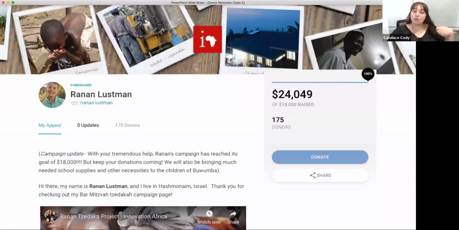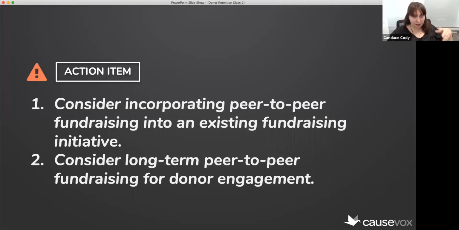So you really don't know the power of engaging your donors until you give them that opportunity to really tell their own story and recruit their own donors for your organization. So I think that's a huge opportunity for you to increase your donor base and donor retention as well. So the action item for you is to consider incorporating peer-to-peer fundraising into an existing fundraising initiative. So look at your plan for the year. What else could you possibly tack on peer-to-peer to? Also consider incorporating long-term peer-to-peer fundraising into your website and your fundraising plans in general.